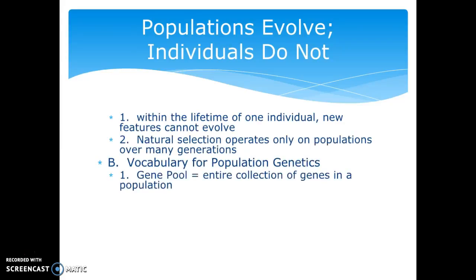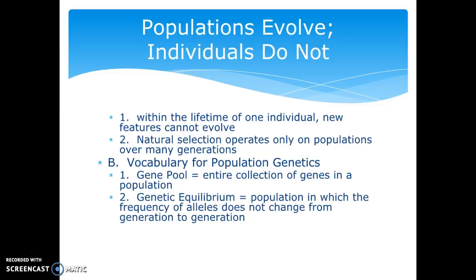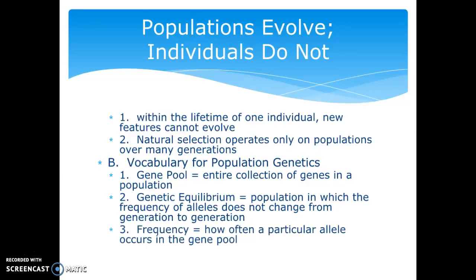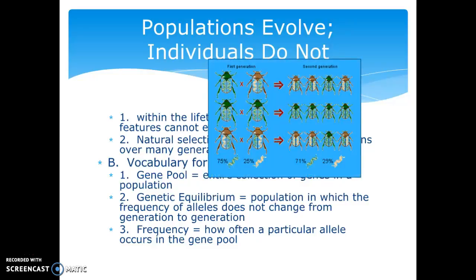All right, so a gene pool is an entire collection of genes in a population. If you considered our class the population, it would be all of the genes within everyone in our class. Genetic equilibrium is when, from generation to generation, the percentage of alleles in a gene pool don't change. So if you have 60% blue eyes, in the next generation you have 60% blue eyes, that's genetic equilibrium. And frequency, that's kind of a math term. It's how often a particular allele occurs in the gene pool. So 60% frequency, 60%, that's the frequency.